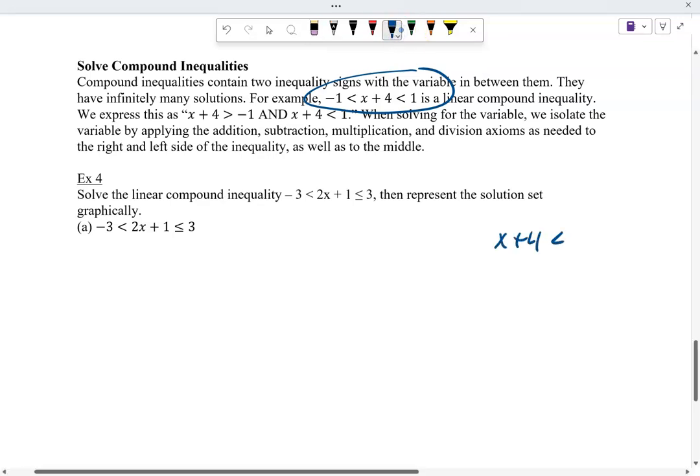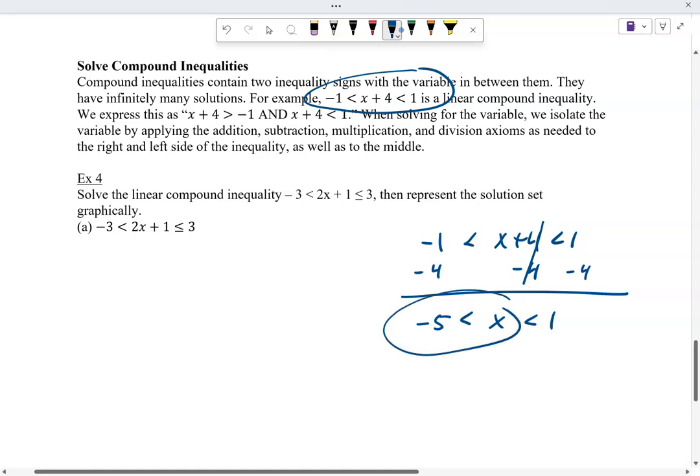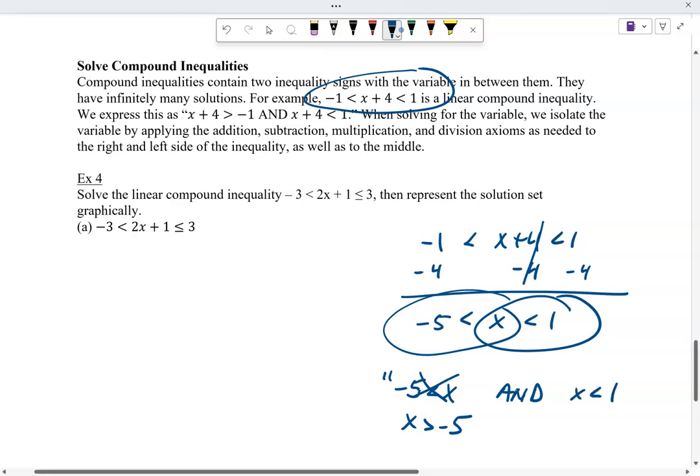X plus 4 less than 1. So we're going to subtract 4. If I subtract 4 on that side of the inequality, I got to do it over here. But remember, there's two sides of this inequality. So I got to do it to all sides of the inequality. So I get -5 less than x less than 1. So x is greater than -5. So again, you actually read that part the other way around. You read it that way. And then I read this part. X is less than 1.